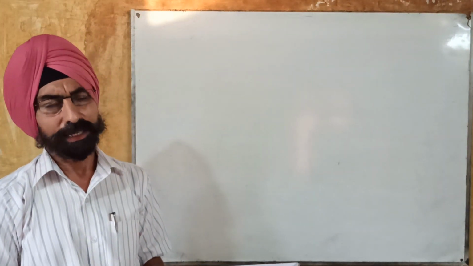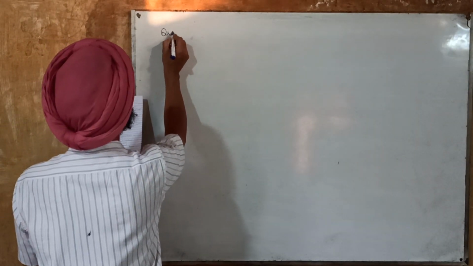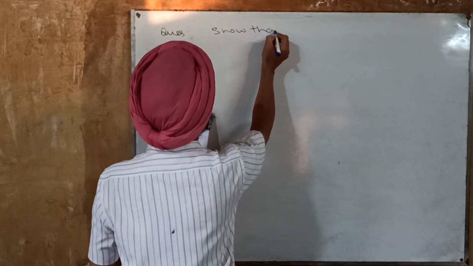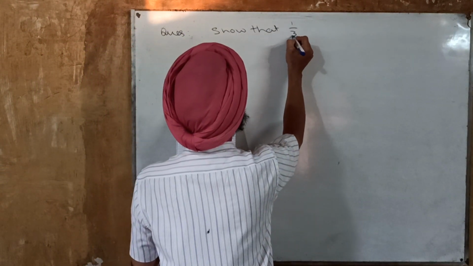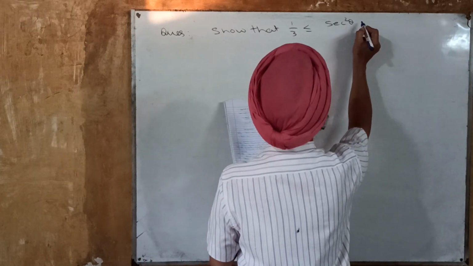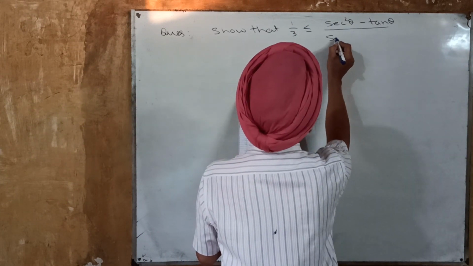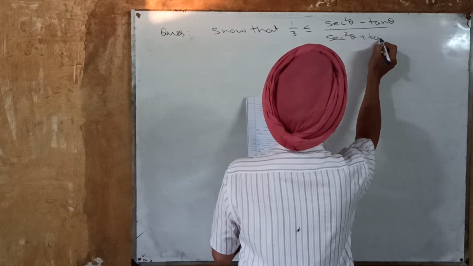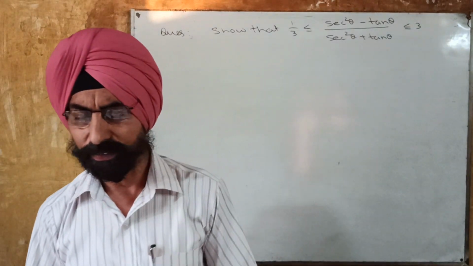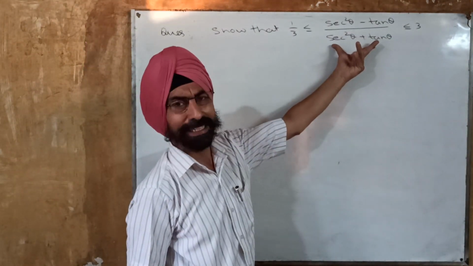Next question, I can say, is a little bit more tricky. The question is, show that 1 upon 3 is less than or equal to secant square theta minus tan theta over secant square theta plus tan theta, which is less than or equal to 3. That means we are actually to find the minimum and maximum values of this expression.